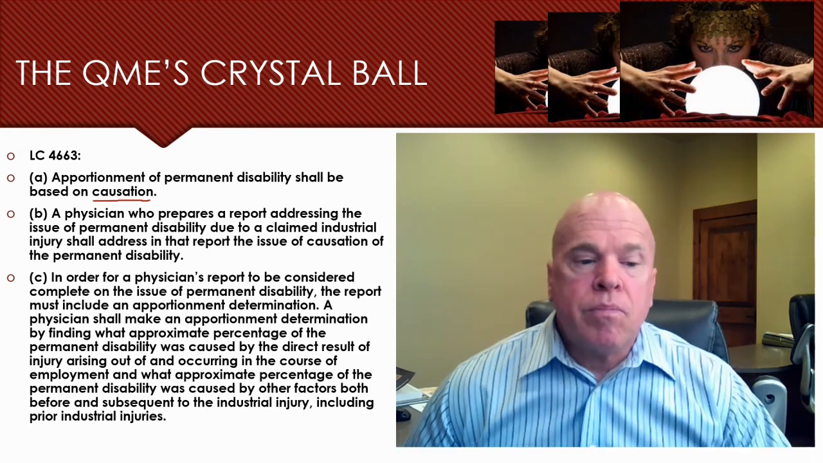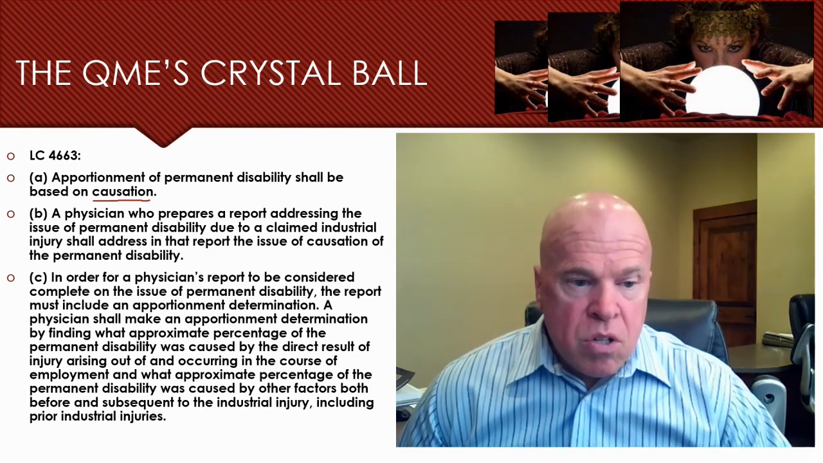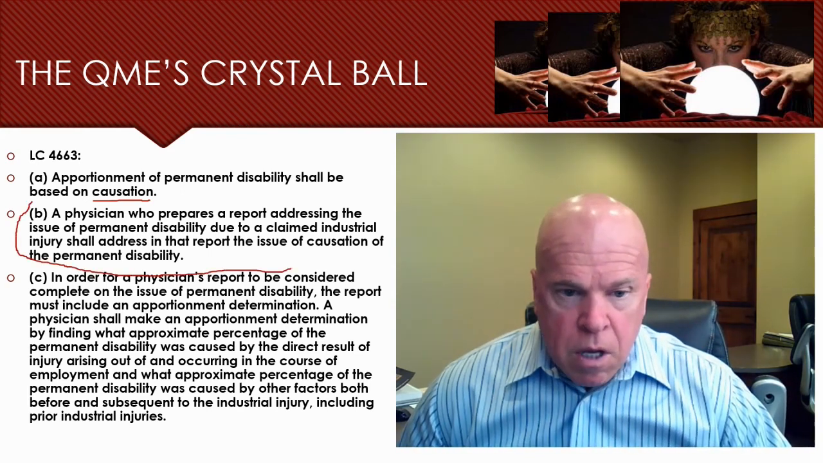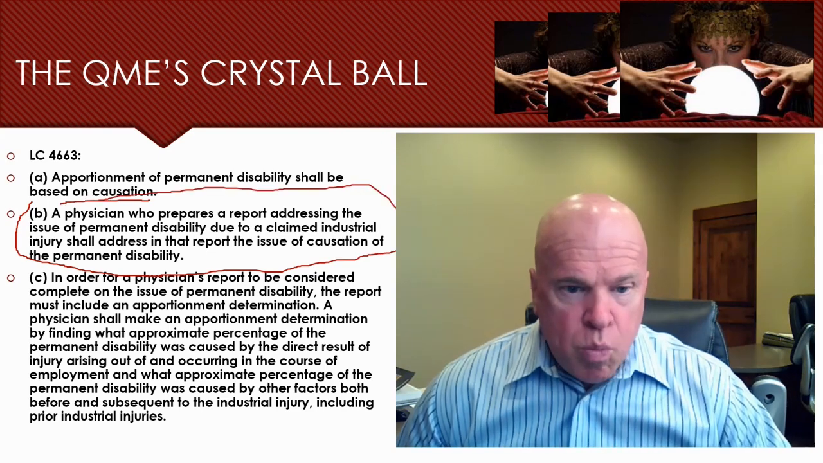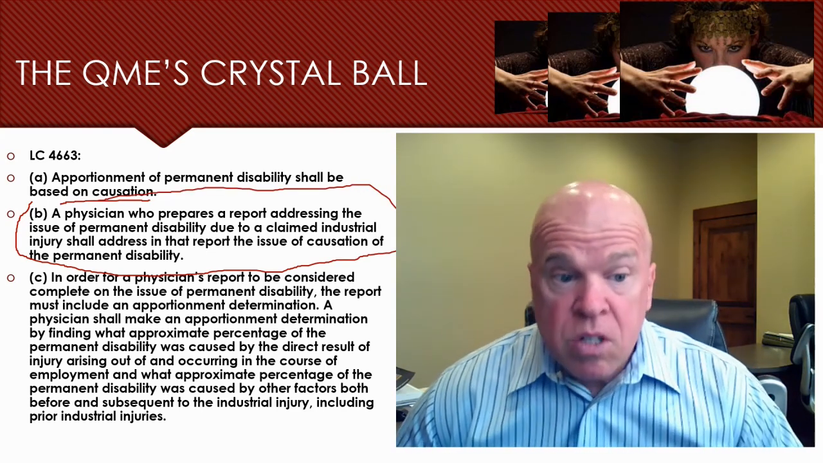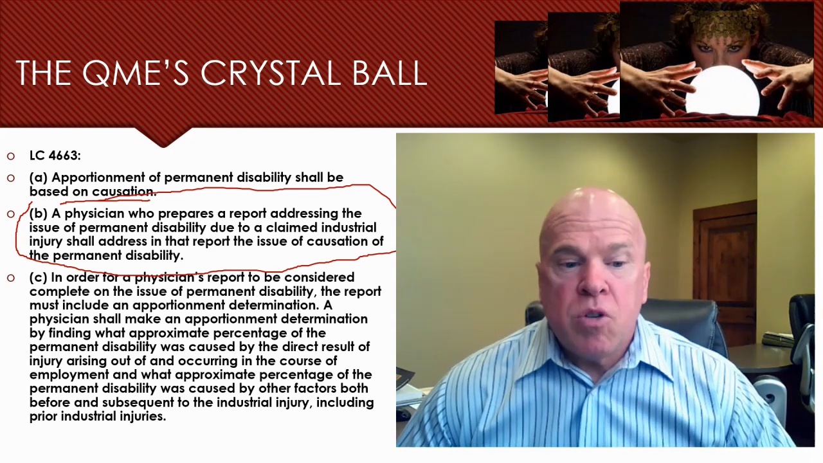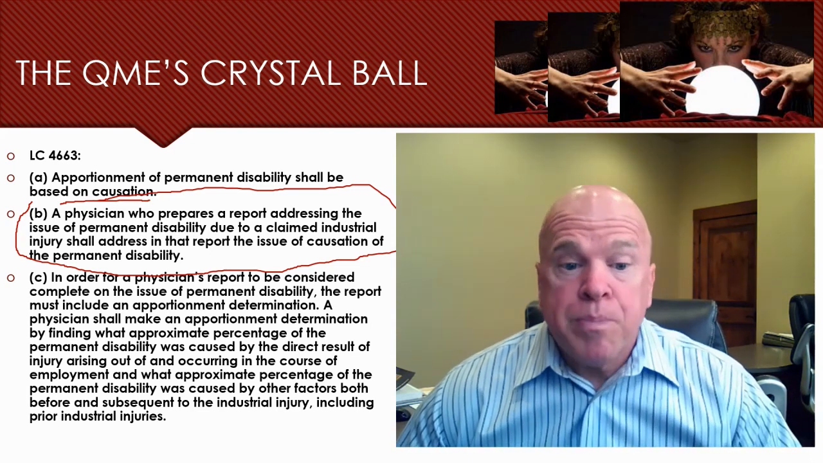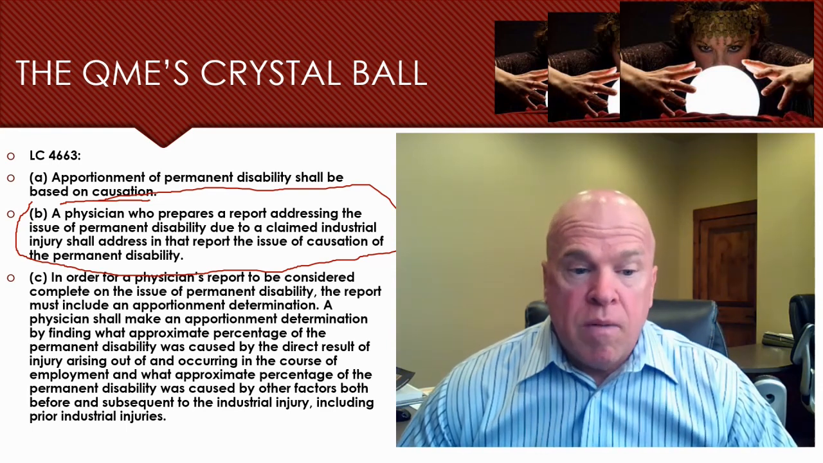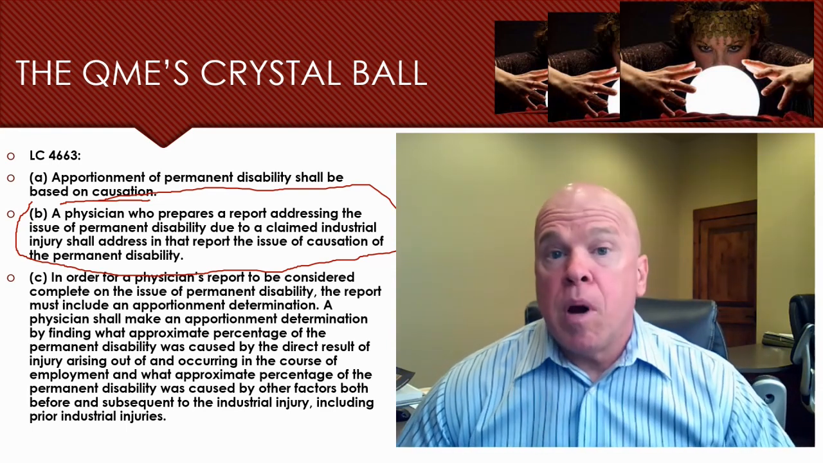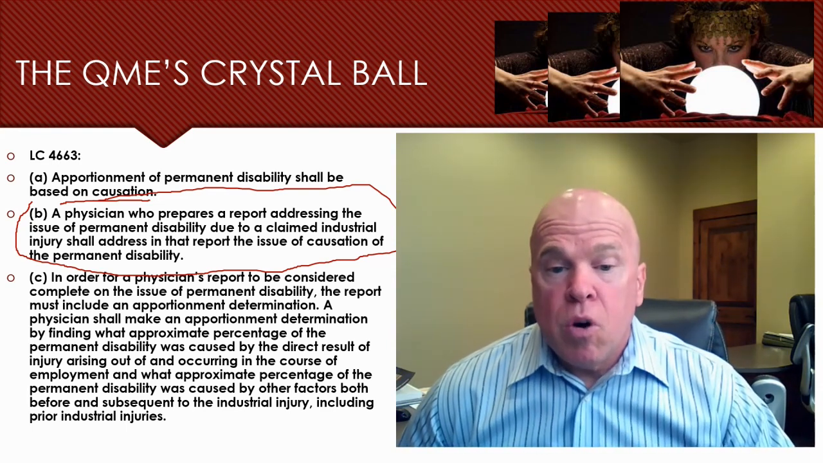Okay? Section B tells us, and this is the law, a physician who prepares a report that addresses the issue of permanent disability due to a claimed industrial injury shall also in that report address the issue of causation of the permanent disability.